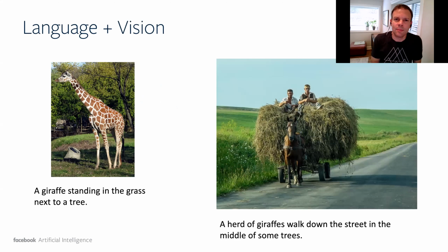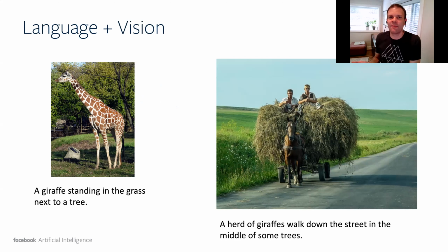An example: image captioning. This is a cool problem. Is it one that's important? Yeah, it'd be great to have computer vision algorithms that can describe an image, like a giraffe standing in the grass next to a tree. That'd be great to have that feature. Of course it fails sometimes too, like, I heard a giraffe walking down the street in the middle of some trees. It's kind of funny, but it'd be great if these algorithms worked.